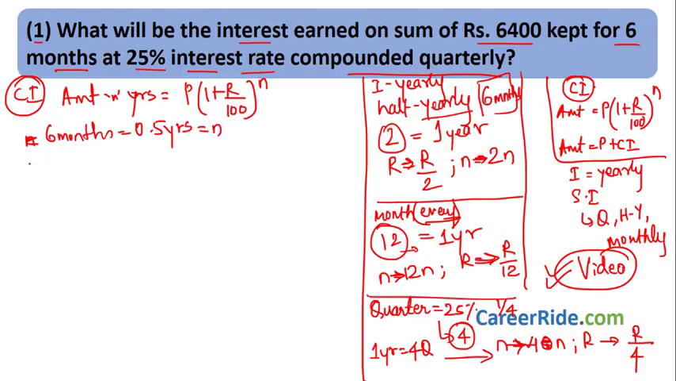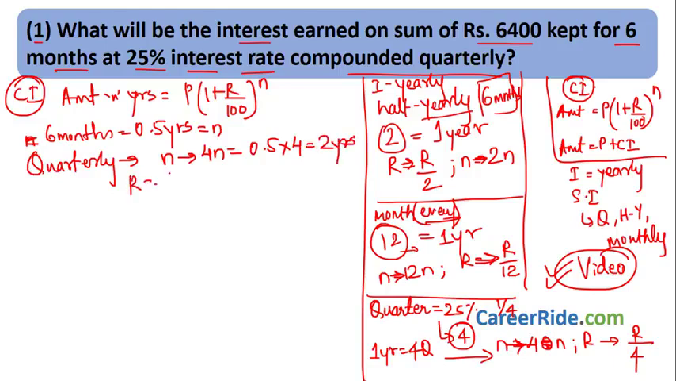We know that the rate of interest is compounded quarterly. If it is compounded quarterly, n will become 4 times n. So what is the value? 0.5 into 4, that is 2 years. And the rate of interest will become r upon 4, that would be nothing but 25 divided by 4%. Now let us calculate the amount after n years.